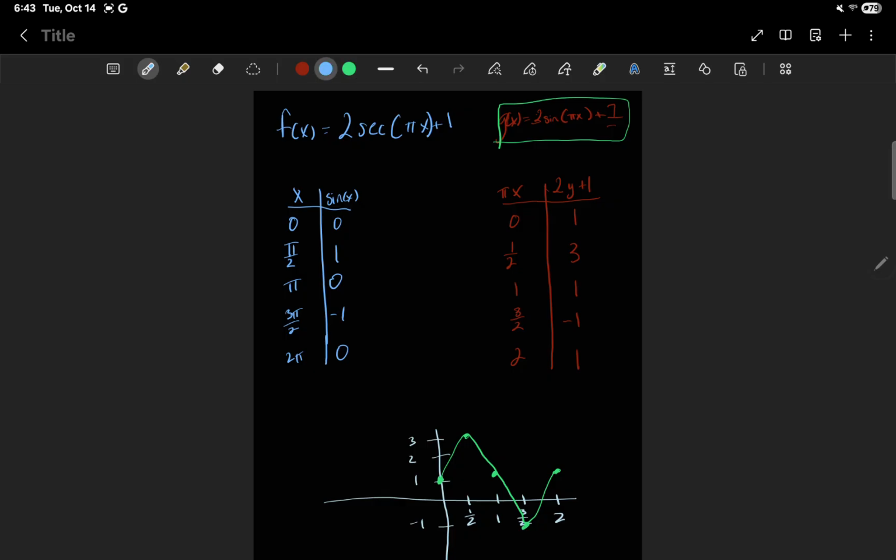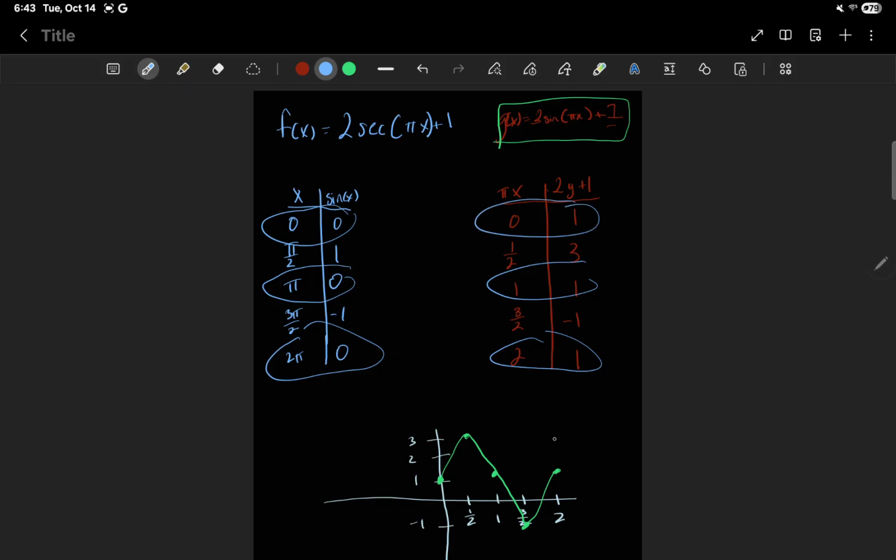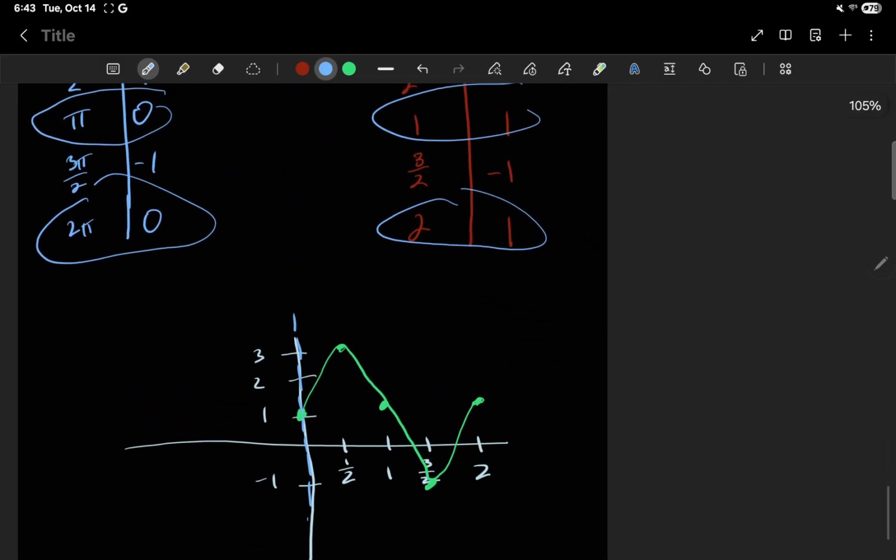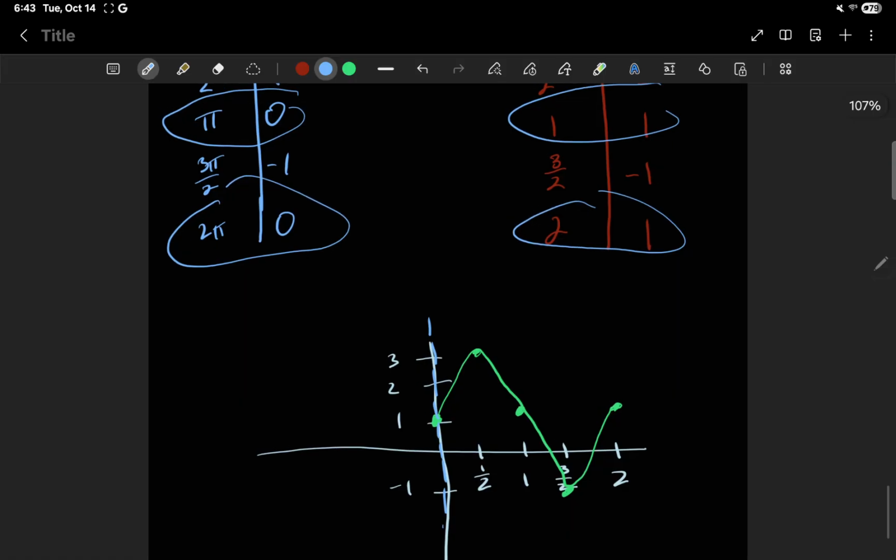So everywhere that we had a 0 for our sine function, so these 3 points, we're going to have vertical asymptotes. So 0, 1, it's not going to be a point, it's going to be a vertical asymptote. 1, comma 1, this is going to be a vertical asymptote. And then 2, comma 1 is going to be a vertical asymptote. So there's our vertical asymptotes.